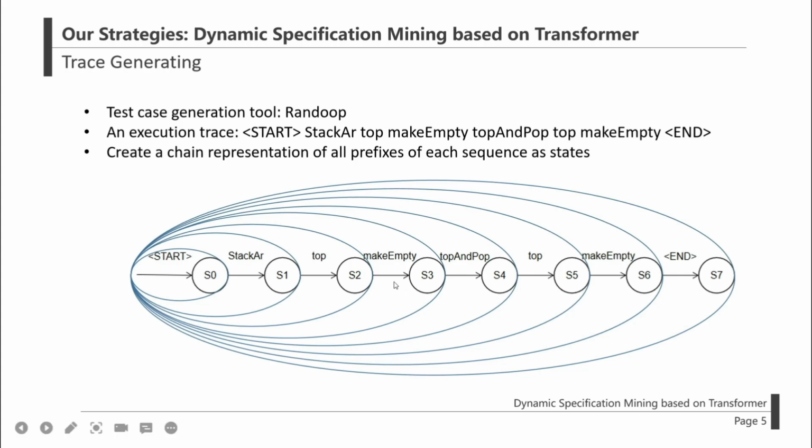The first step is trace generation. Using the test case generation tool Randoop to generate test cases, we execute the test cases and get a set of execution traces. Each execution trace is a sequence of method calls, where start and end are the flags for the beginning and end of the sequence. We take all prefixes of each sequence as states and create a chain representation for these states.